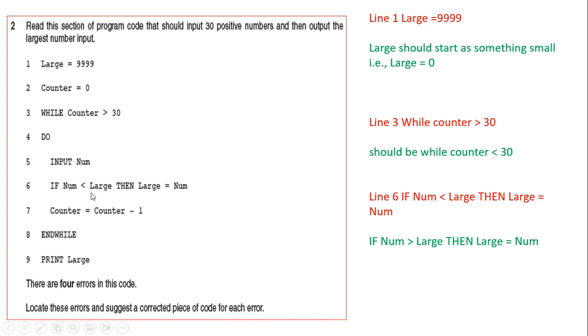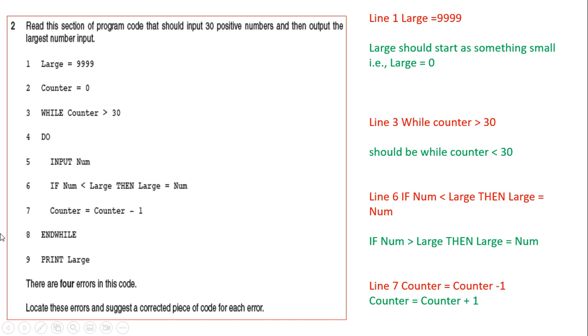And then one final error, we're entering 30 positive numbers, but what we look at when we see counter starts at 0 and it's going backwards because it's -1. What line 7 should do is it should increment. It should increase by 1. So it should be counter equals counter plus 1.